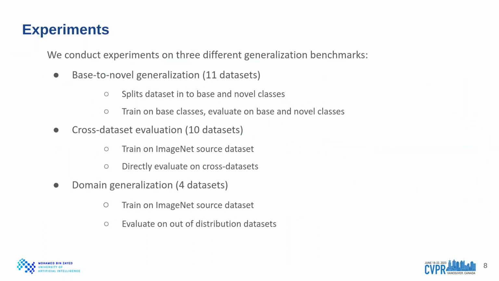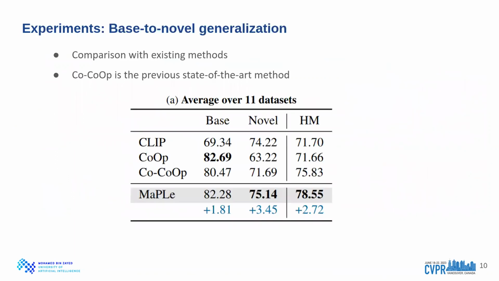We conduct experiments across three different benchmarks, namely base to novel generalization, cross-dataset transfer, and domain generalization experiments. In the base to novel generalization benchmark, MaPLe shows significant improvements over previous state-of-the-art method CoCoOp on both base and novel classes, leading to the highest harmonic mean of 78.55%. MaPLe also retains the generalization of pre-trained CLIP by providing highest novel class accuracy.